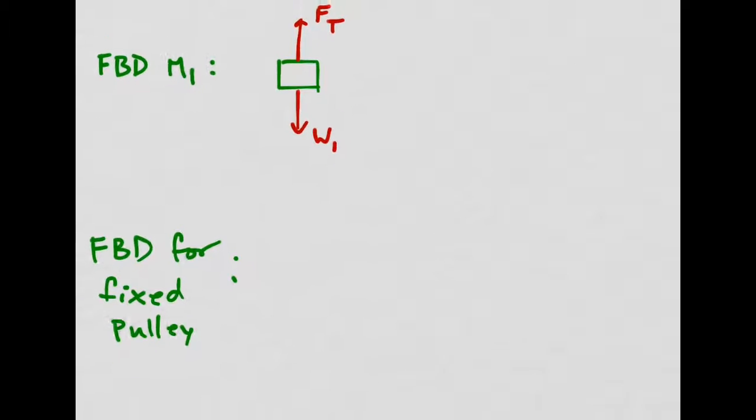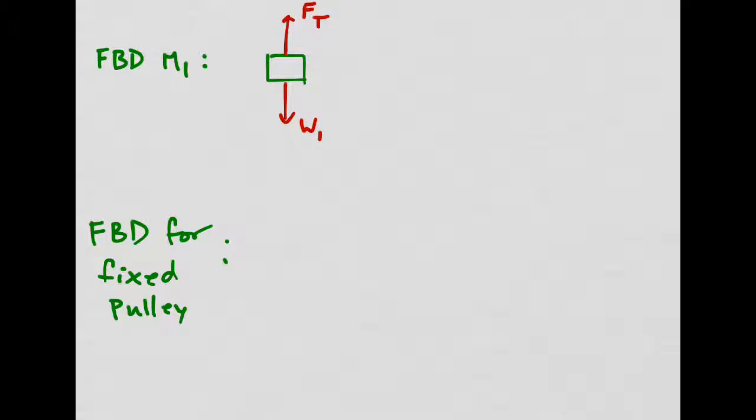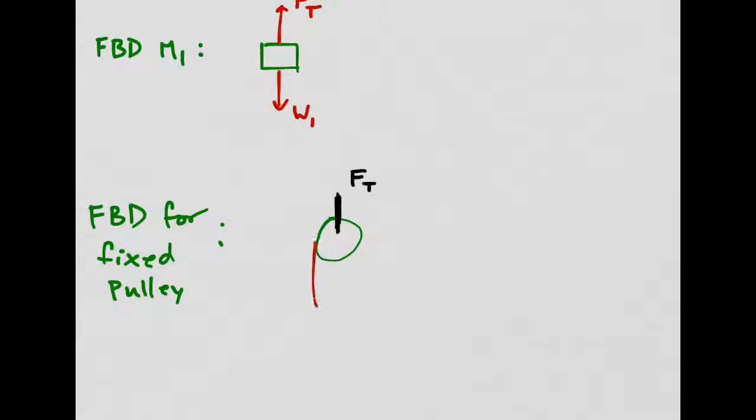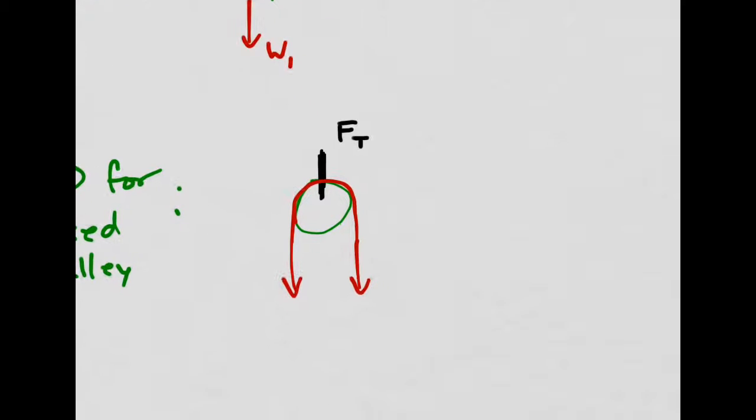Next is the free body diagram for the fixed pulley. That looks like so. And what do we have? We have a support going from here to here. There's tension in this, some kind of tension for the pulley. But we also have the string going down through there. Maybe I should call this the force of support. That's the force of the support for the pulley.